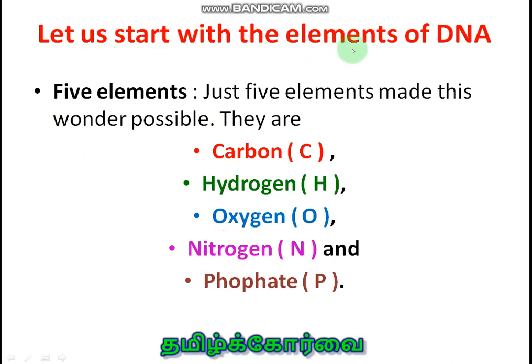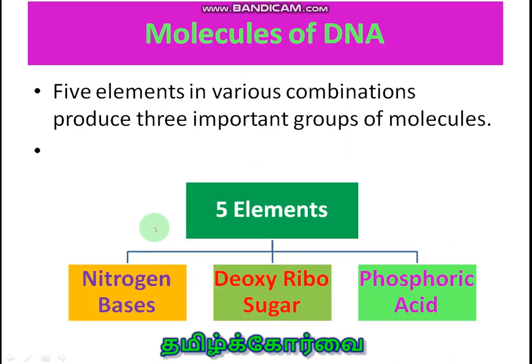So let us start with the elements of DNA. This is the actual subject. What are the elements which construct the DNA, and the DNA does all these wonders in the world? There are 5 elements only, right? They are carbon, hydrogen, oxygen, nitrogen and phosphate. These 5 elements in various combinations produce 3 important groups of molecules. They are nitrogen bases, deoxyribose sugar, and phosphoric acid.